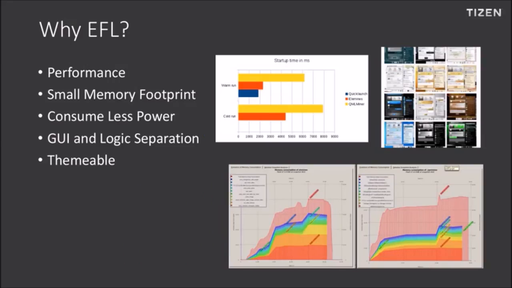So why is EFL used in the Tizen native framework? First, performance. As EFL is highly optimized, it offers good performance. Its rendering model is a modern scene graph one that makes this easier to achieve. Secondly, EFL uses less memory for the same features compared with other toolkits. Thirdly, EFL consumes less power or battery, so it is good for embedded devices. EFL supports a separation between the GUI layout and your application logic, and you can easily change your theme at runtime.